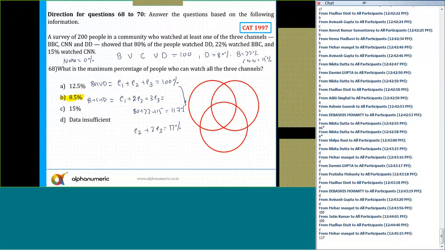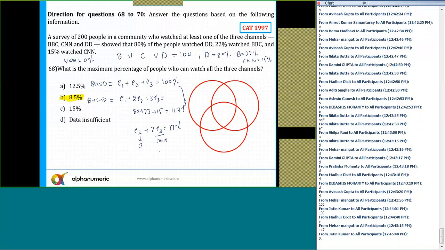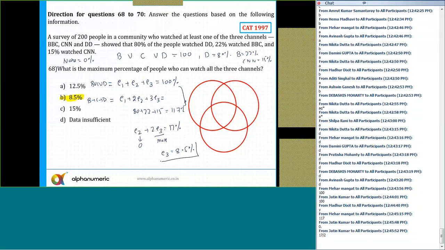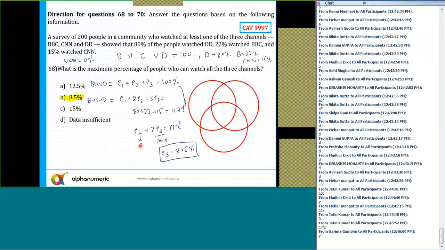So if I need to maximize, I need the maximum value of E3. So I'll put the other expression equal to 0, and with that expression equal to 0, the maximum value of E3 is equal to 8.5%. So the answer is option B, which is 8.5%. Is that clear? You can also check whether it is satisfying. Yes, exactly 2 I have taken 0. So exactly 3 is 8.5 and the rest of them will be E1 in that case.